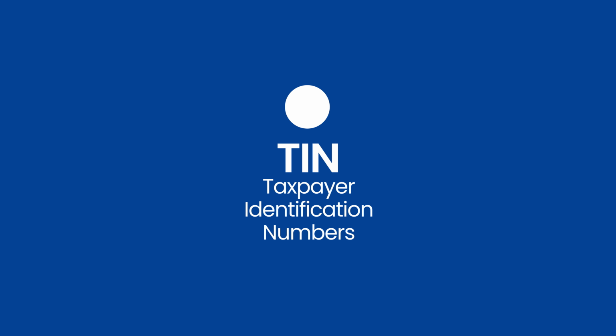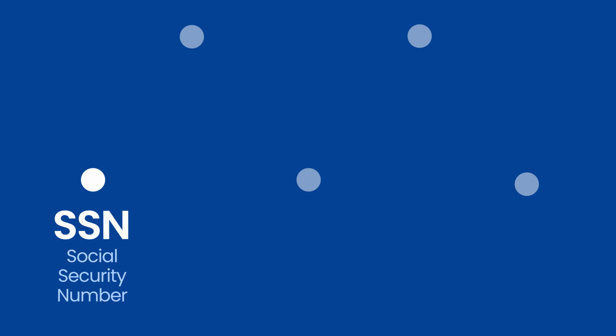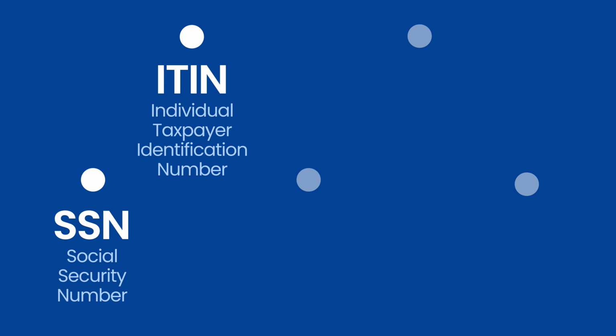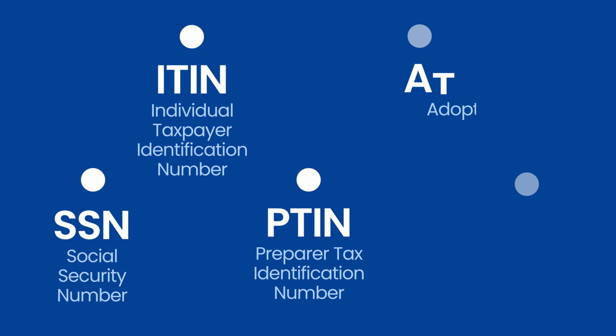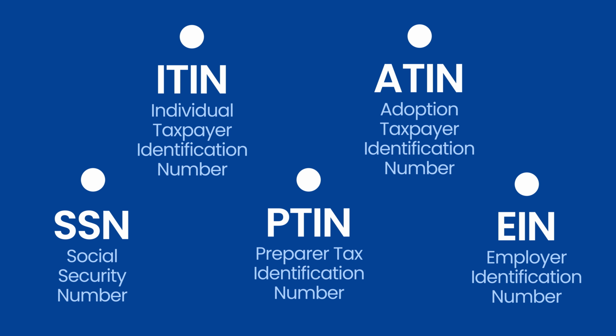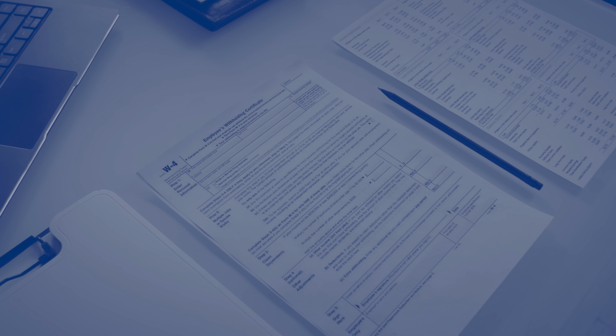There are several types of TINs, but the one you probably know best is your Social Security number, which is issued by the Social Security Administration. You may even have used this when starting your business, especially if you started as a sole proprietorship. Other types of TINs include individual taxpayer identification numbers, preparer tax identification numbers, adoption taxpayer identification numbers, and yes, employer identification numbers, also known as EINs.